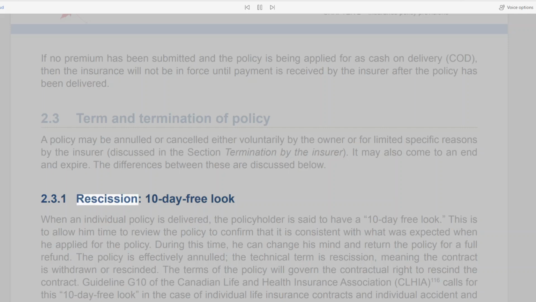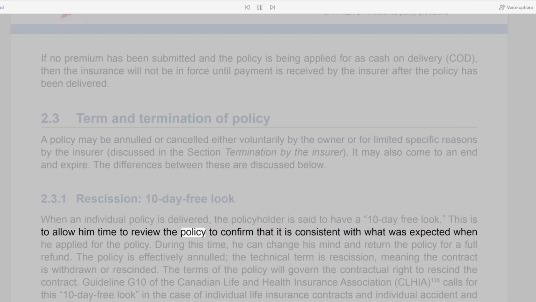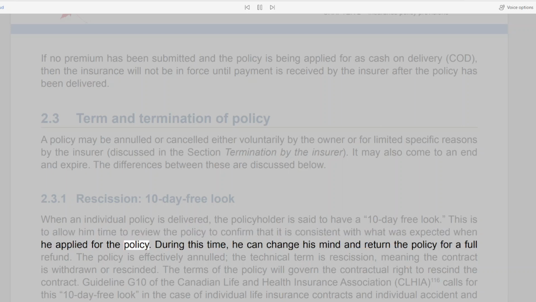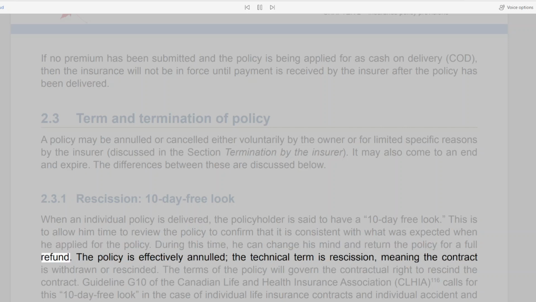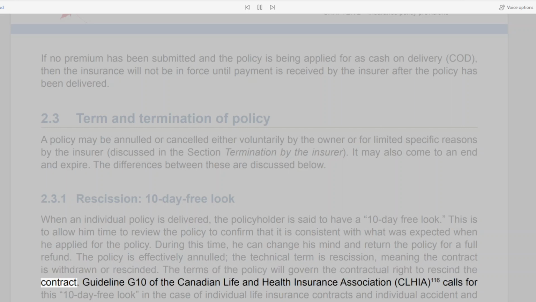2.3.1 Rescission, 10-day free look. When an individual policy is delivered, the policyholder is said to have a 10-day free look. This is to allow him time to review the policy to confirm that it is consistent with what was expected when he applied for the policy. During this time, he can change his mind and return the policy for a full refund. The policy is effectively annulled. The technical term is rescission, meaning the contract is withdrawn or rescinded. The terms of the policy will govern the contractual right to rescind the contract.